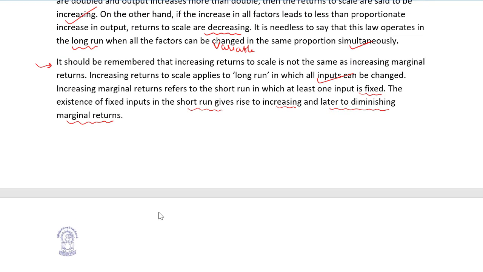Before we move ahead, just write a short summary of what we have just understood. Just write the meaning of the law of returns to scale.